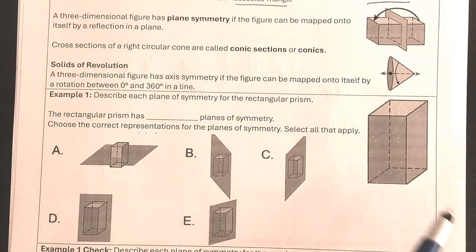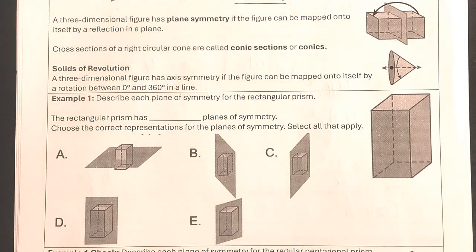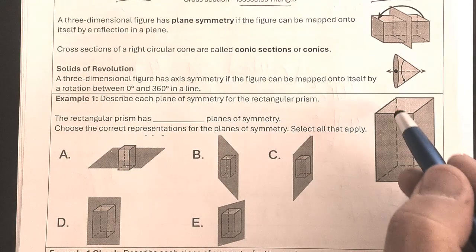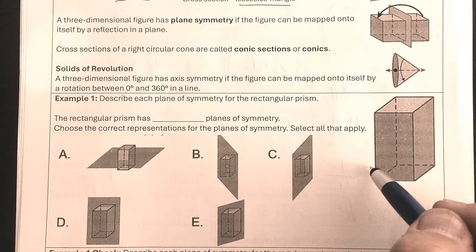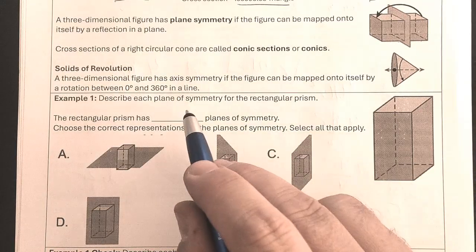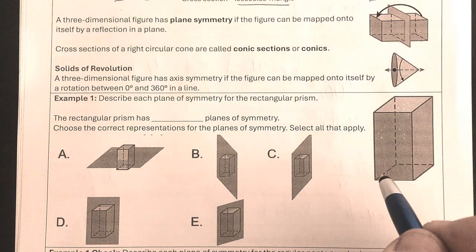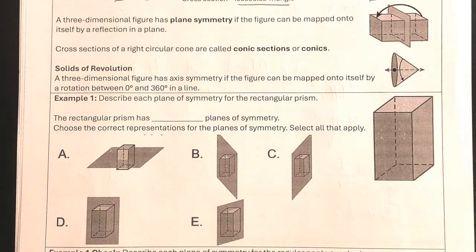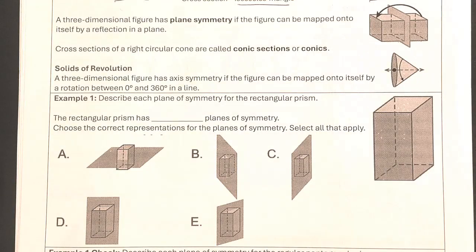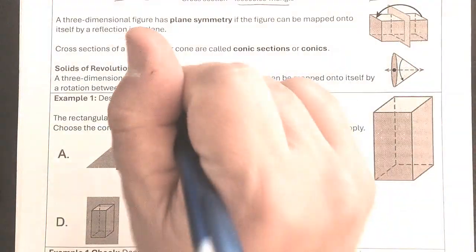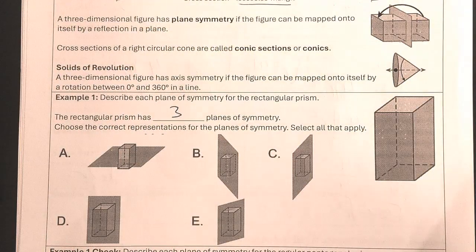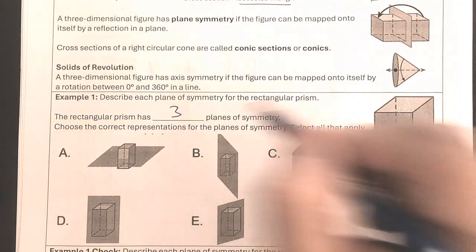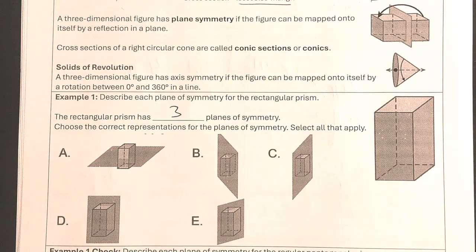All right, so down here, describe each plane of symmetry for the rectangular prism. So these dotted lines, it's a three-dimensional figure. So this is the backside. Let me just double check my notes. Yeah, that's what I thought. So it says there's three. Now, okay, these are planes of symmetry, not axes, so I'm getting my terms confused.